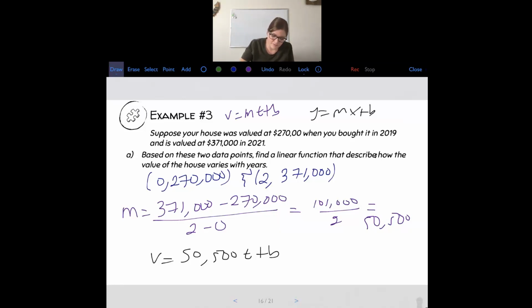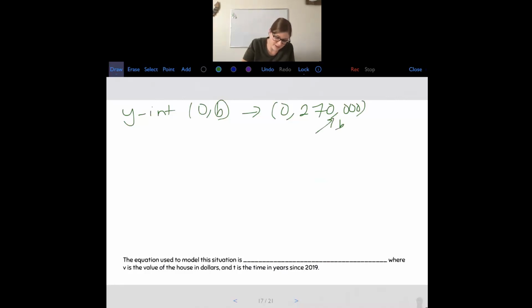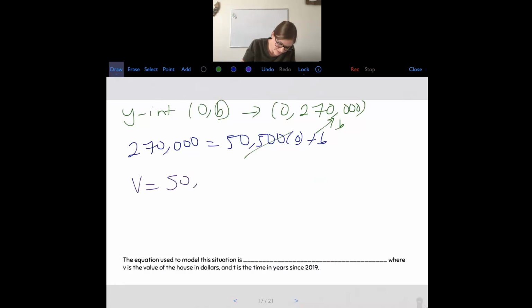But remember, for our y-intercept, the coordinates are 0, b. So if we have the coordinate 0, 270,000, 270,000 is our b value. Okay, so our final equation, if you plug in 0, 270,000, you'll get the same thing. I can actually show you what that looks like. So notice the 50,500 times 0 goes to 0, and b is equal to 270,000. So our equation, our value, is 50,500 T plus 270,000.